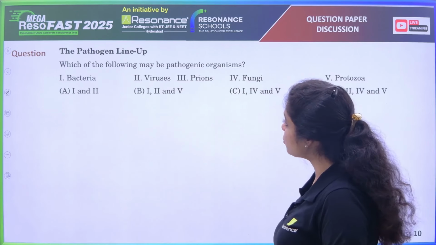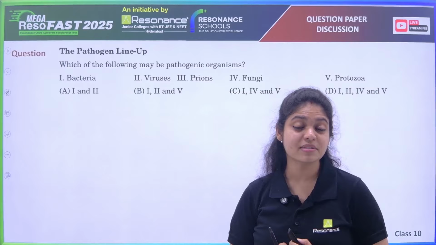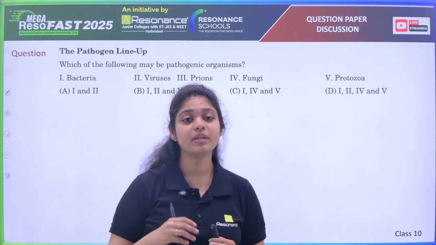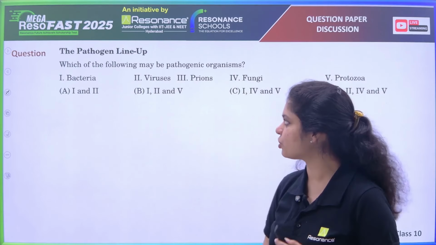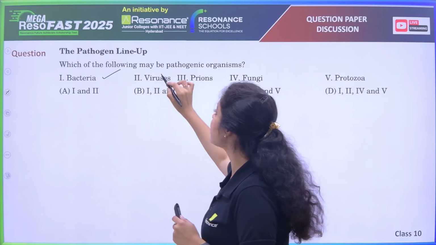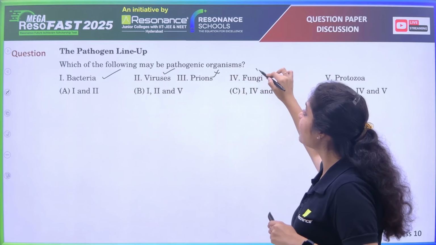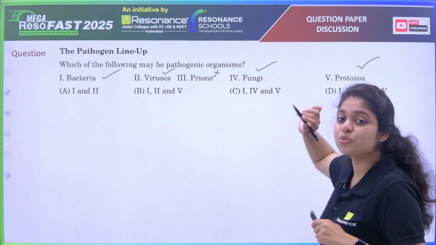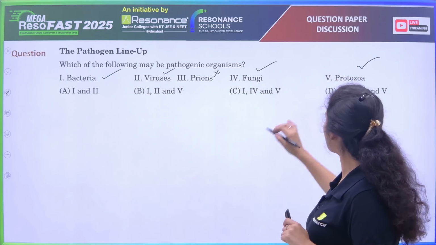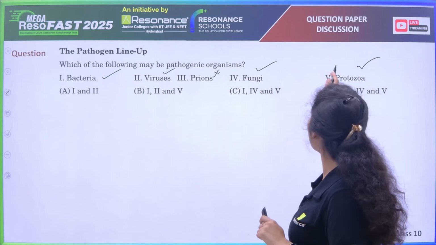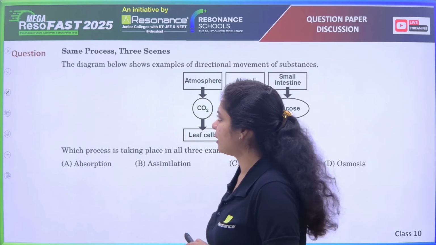Coming to the next question, which of the following may be pathogenic organisms? What are pathogenic organisms? The organisms which are usually causing diseases. The disease causing organisms are called pathogens. Bacteria can cause a disease. Virus, yes, it can cause a disease. Prions, no. Fungi, yes. And protozoa can cause a disease. So bacteria, virus, fungi and protozoa cause disease. 1, 2, 4 and 5. Option D says that they are the pathogenic organisms.